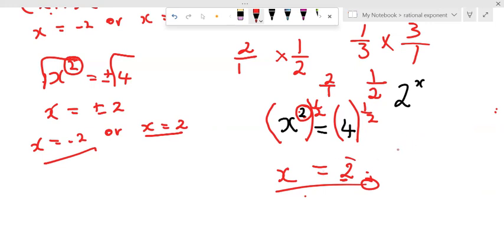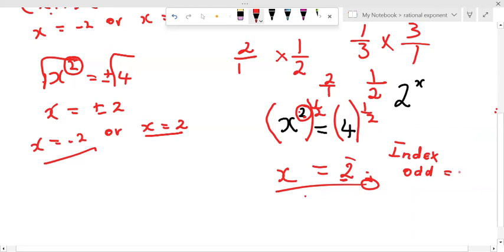If we have our index, if our index is odd, we are going to have one answer. So we can say we are going to have one solution. If our index is even, we are going to have two. Now, what do I mean by that? You can come and check your index here.